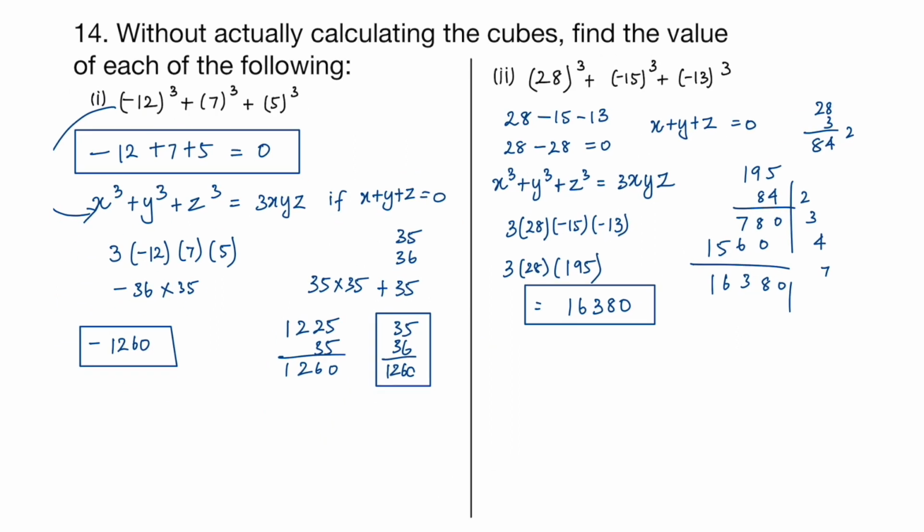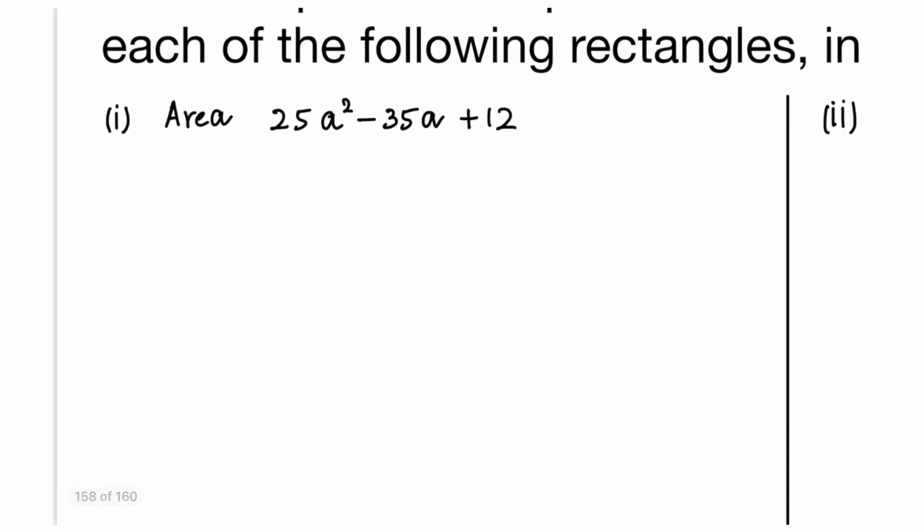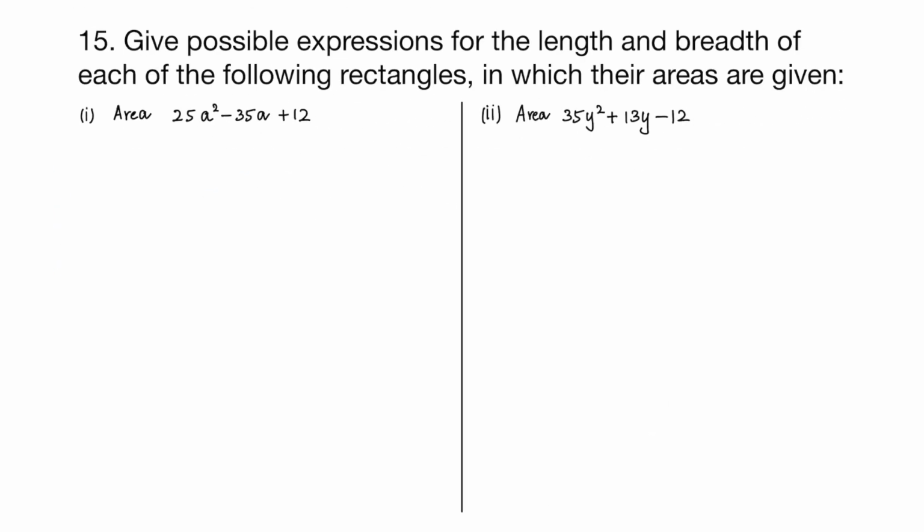Okay, so that is all. I hope you understood this. If x plus y plus z is 0, you can use the expansion x cube plus y cube plus z cube equal to 3xyz. Okay, I don't want this video to be so long. I'll just move faster with the next questions.